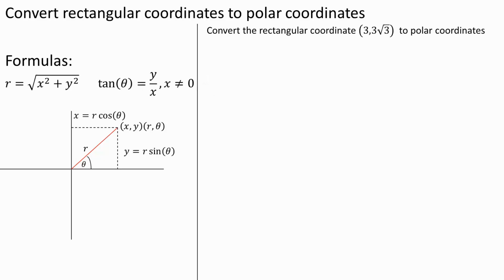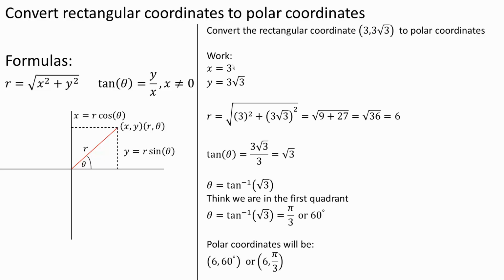Now we will solve one problem together. Convert the rectangular coordinate (3, 3 square root of 3) to polar coordinates. If you want to pause the video and attempt this problem, feel free. The first step is to identify our x and our y value. x is equal to 3 and y is equal to 3 square root of 3.